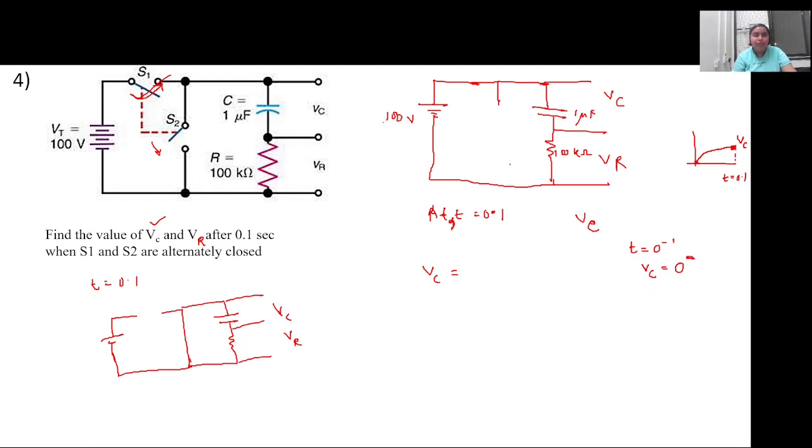Now if the question was not about 0.1 second, if the switch was closed at time t equal to 0 and the circuit had completed itself, then the entire 100 volt would have come across this 1 microfarad capacitor, right? VC at 0.1 seconds is 63.2. Yes. So would you like to solve this, or have you already solved it, apart from whoever has answered?